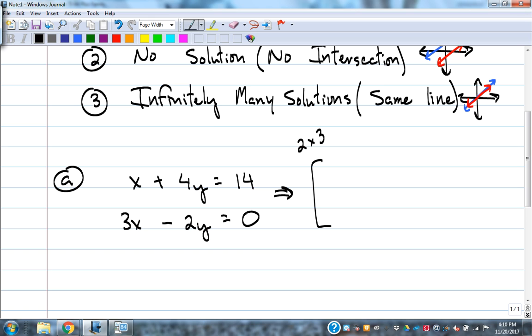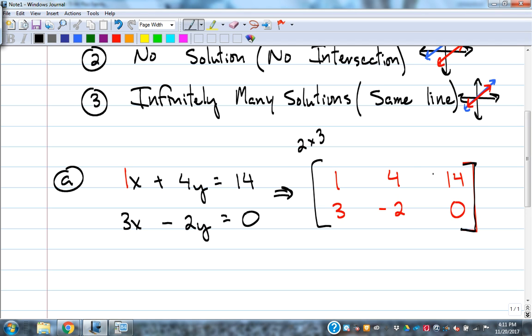When you talk about the size of matrices, the first number is rows by columns. So this is 2 rows, and you take the coefficients that are in front of your variables. So we have a 1 in front of x, a 4 in front of y, and then the 14. And then we have 3, -2, and 0. That's actually called an augmented matrix because it has what the equations are equal to in it.